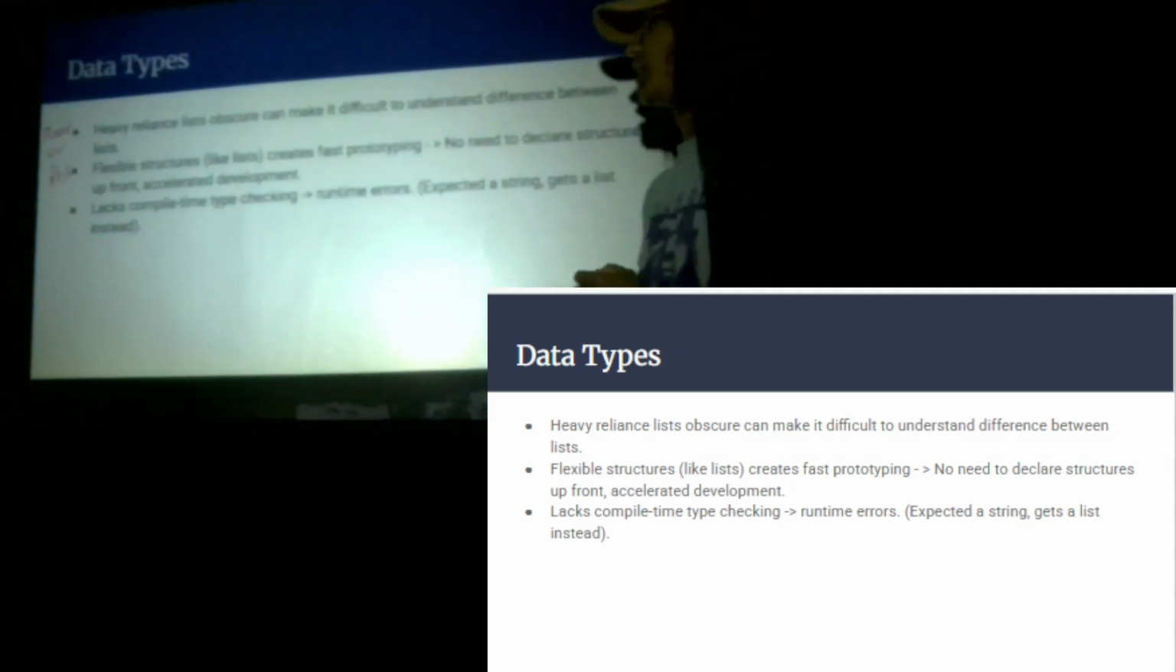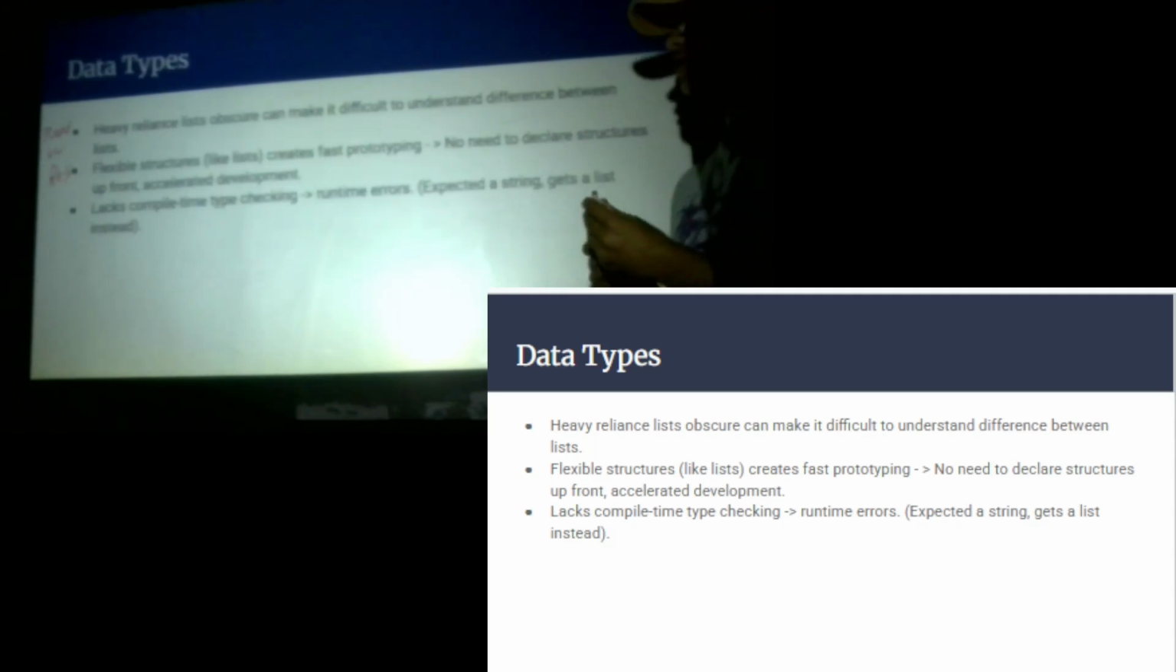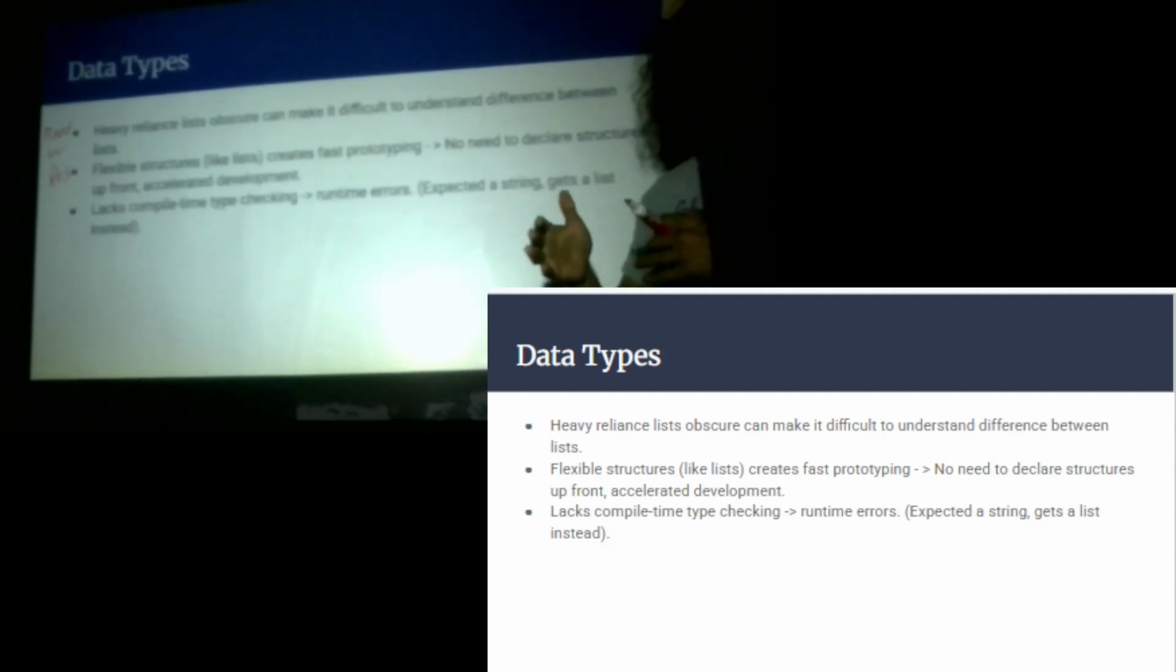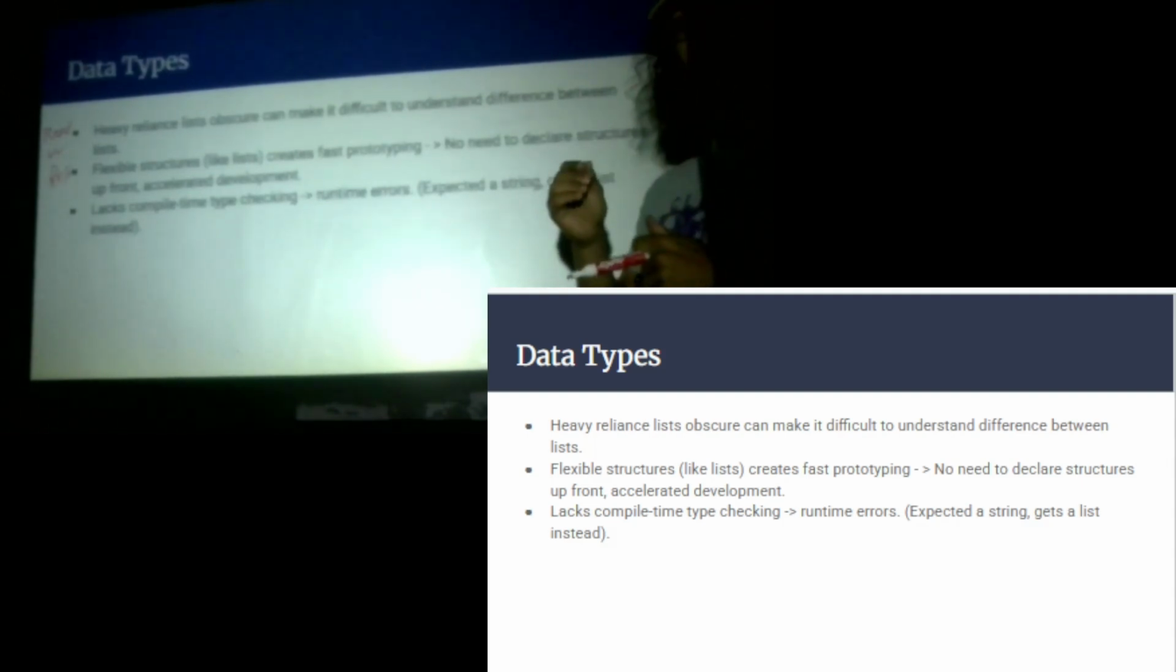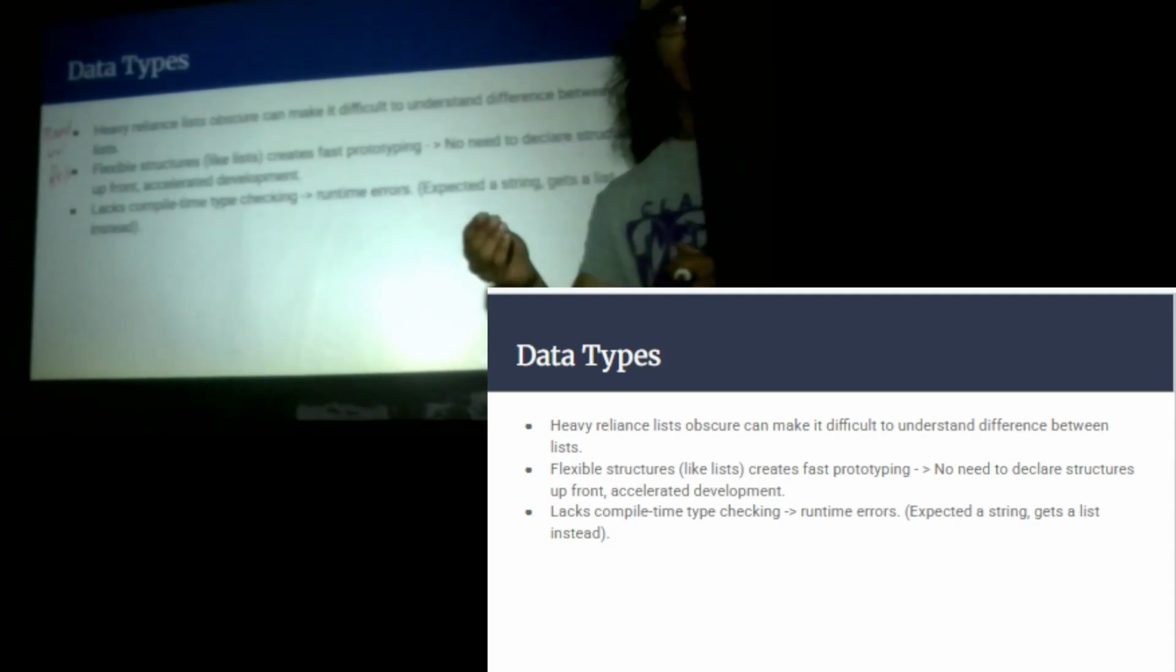Data types. There is a heavy reliance on lists in Lisp that can obscure the language and make it difficult to understand for newer users. It's flexible, which creates fast prototyping, and you don't need to declare structures up front, which overall accelerates development of your programming, but it lacks compile-time type checking, which can create runtime errors. For example, you could expect a string, yet you could get a list instead, which is not good.